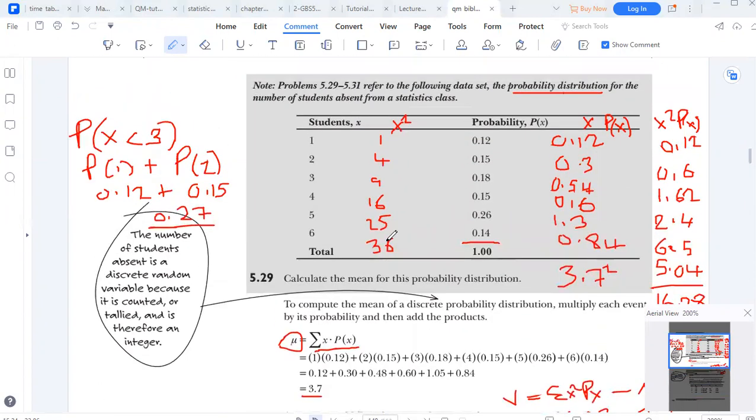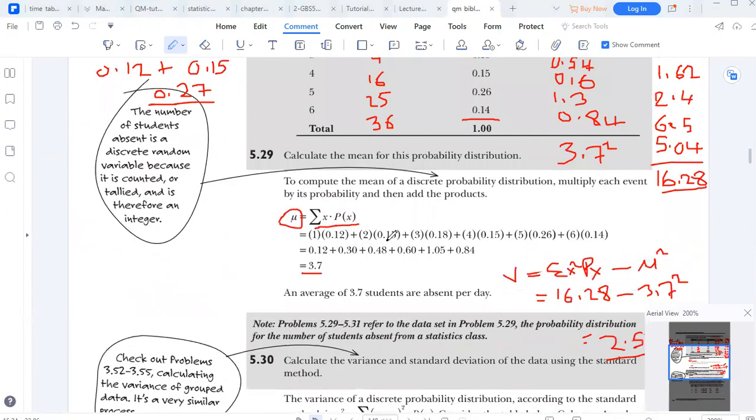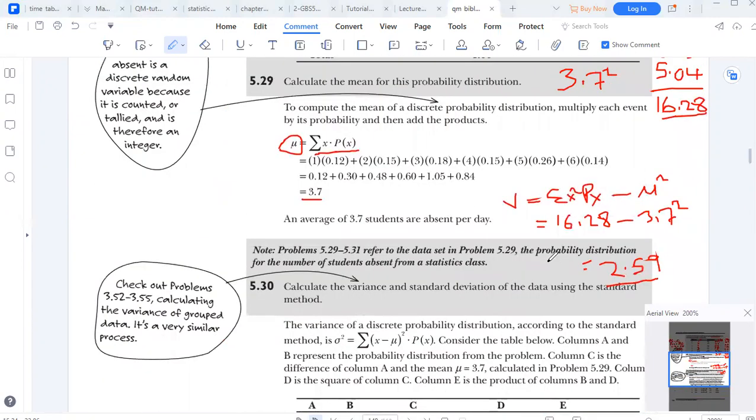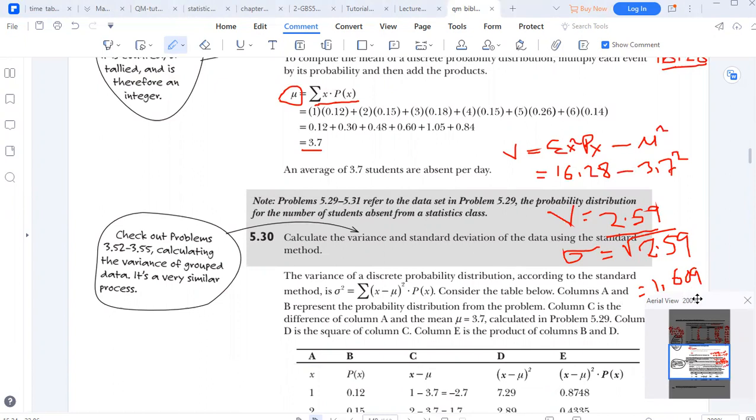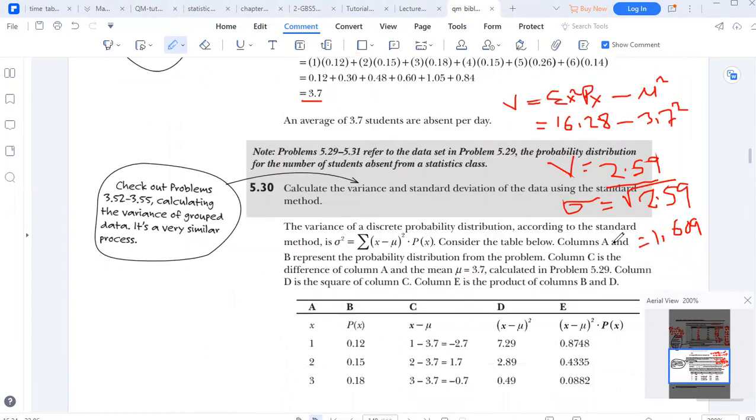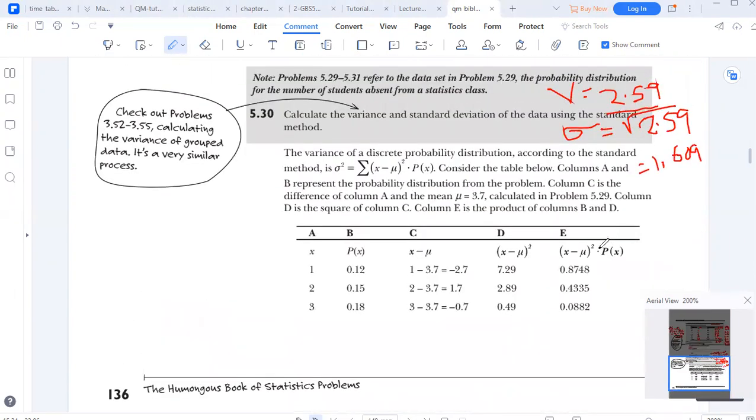Alternatively, you can find the variance in another way that I'll show you. So this is the variance, and the standard deviation is simply when you square root the variance. Standard deviation is very easy. Don't square it, you square root it. The square root of 2.59 will give you 1.6. So 1.6 becomes our standard deviation.